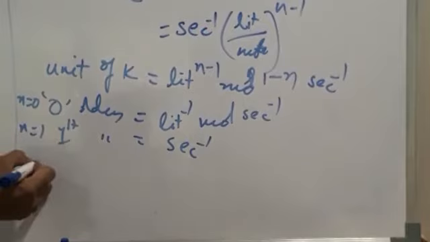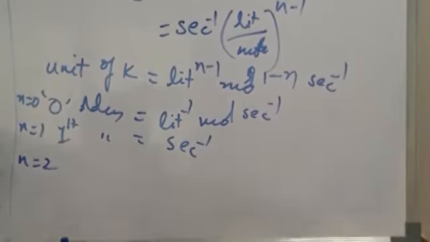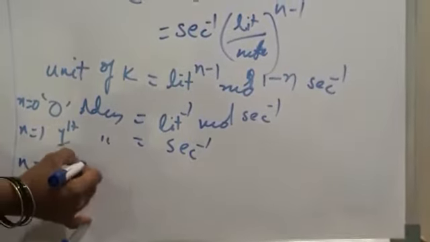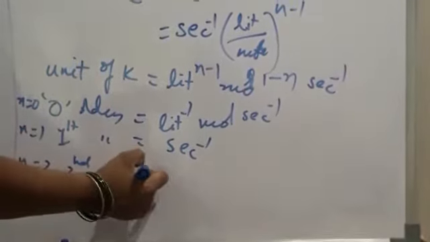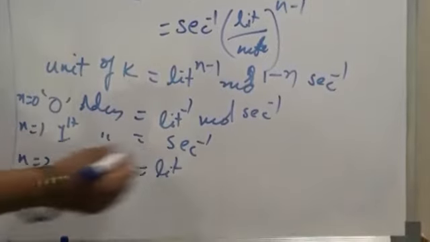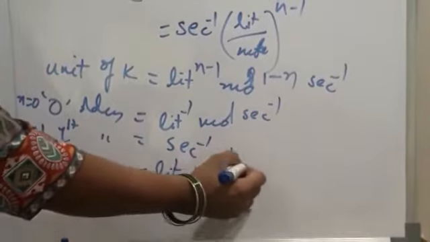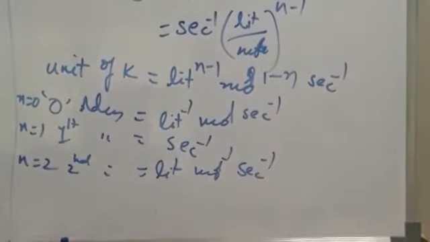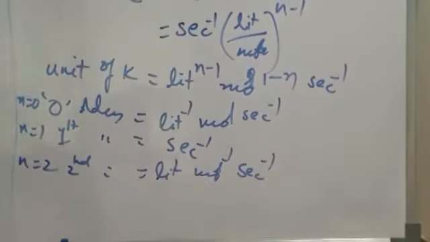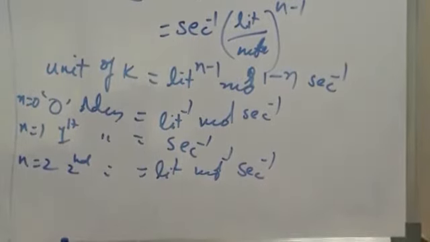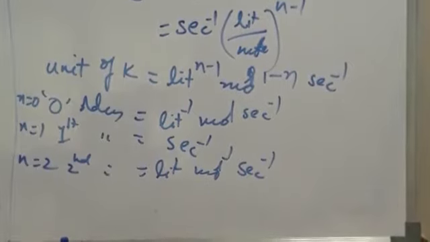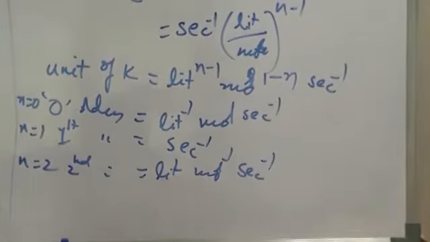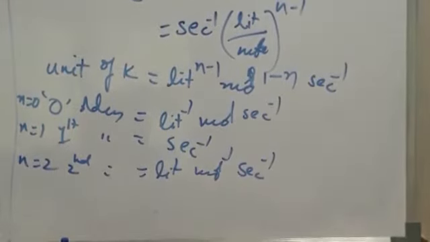If n is equal to 2, then for second order reaction, units are liters, mole inverse, second inverse. So, by substituting the n value, we can give units of specific rate or rate constant for any type of reaction. So, this is about rate constant or specific rate.